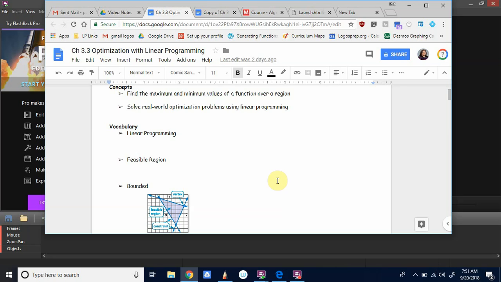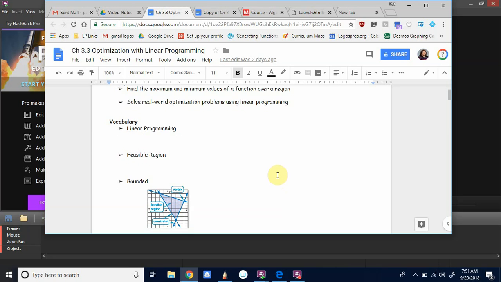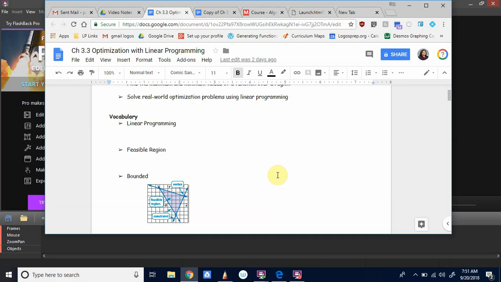So our first vocabulary is linear programming. What is linear programming? It's just a method for finding maximum and minimum values of a function over a given system of inequalities, which we call our constraints. So our constraints are, for instance, you might have a factory and it can only be open for 10 hours out of a day. So that's going to be one of your constraints.